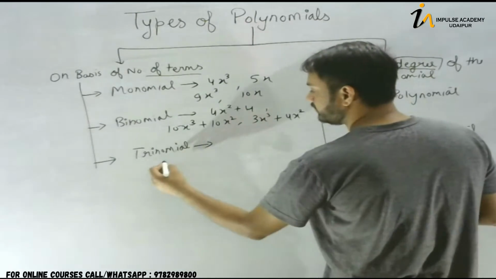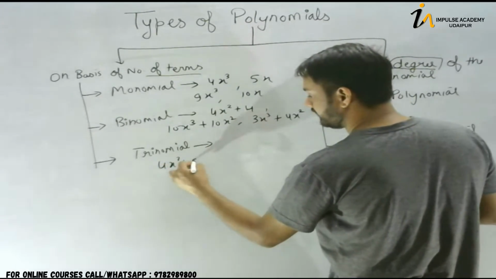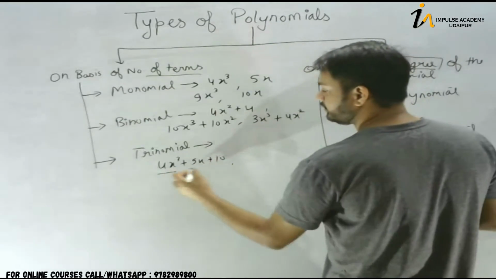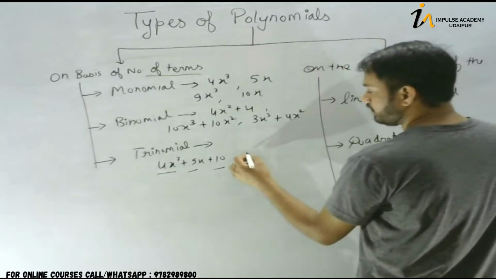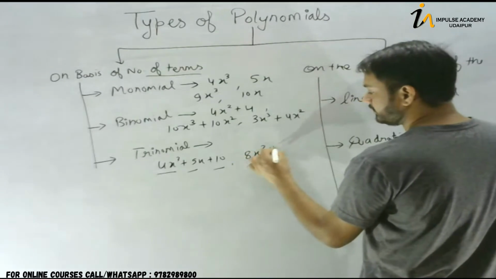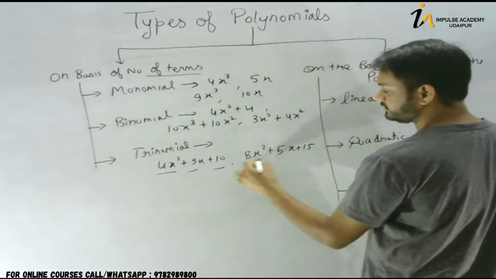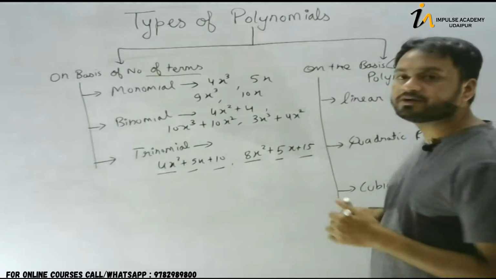Now the trinomial: 4x cube plus 5x plus 10. There are three terms, 1, 2 and 3. Also 8x square plus 5x plus 15. There are three terms, so they are called trinomials.